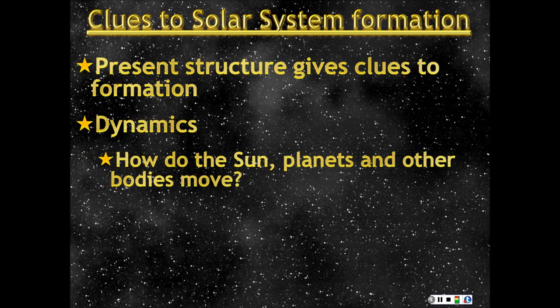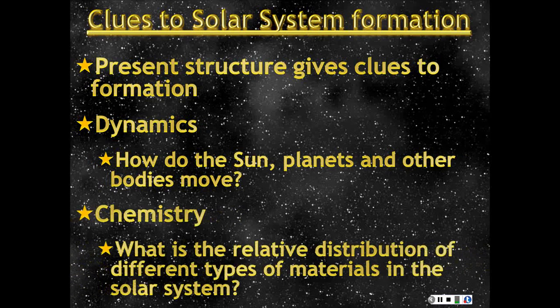And so what we can currently see is the dynamics, how do things move in the solar system, where are they located, and the chemistry, so what materials are in the solar system and how is it distributed. We will do the chemistry next week. This week we'll be talking about the dynamics of the solar system.